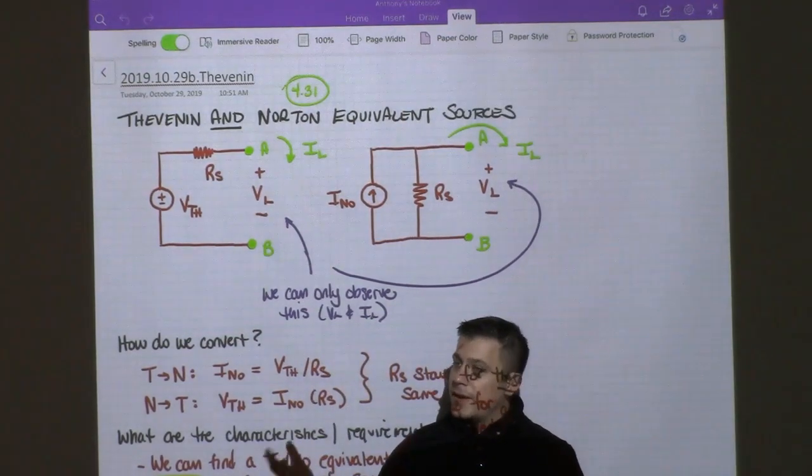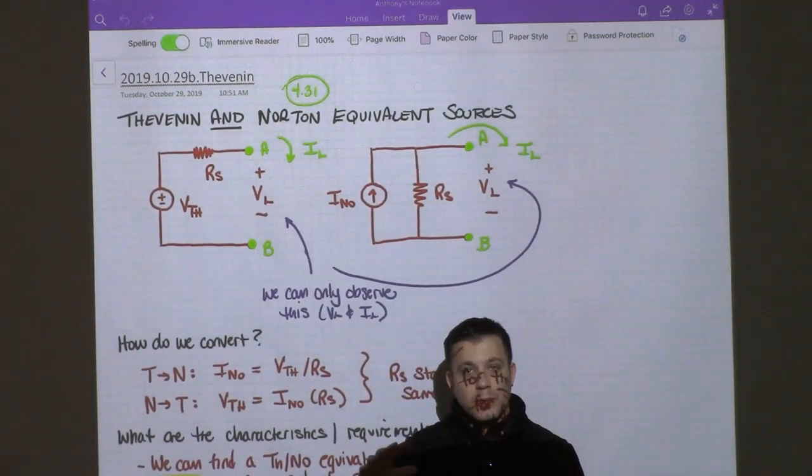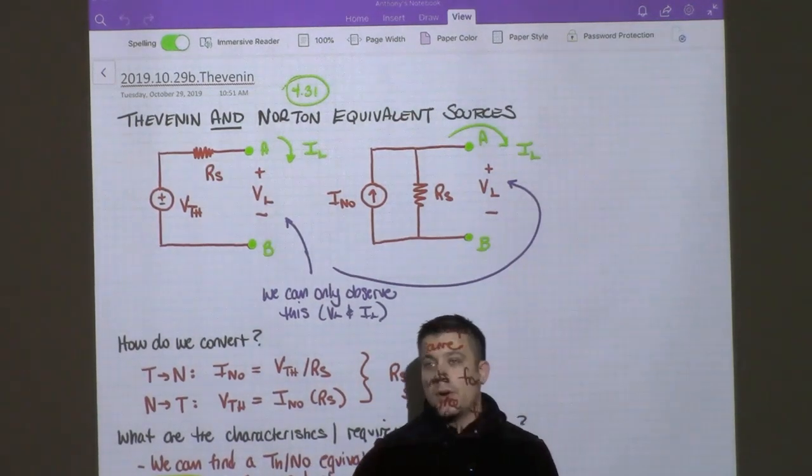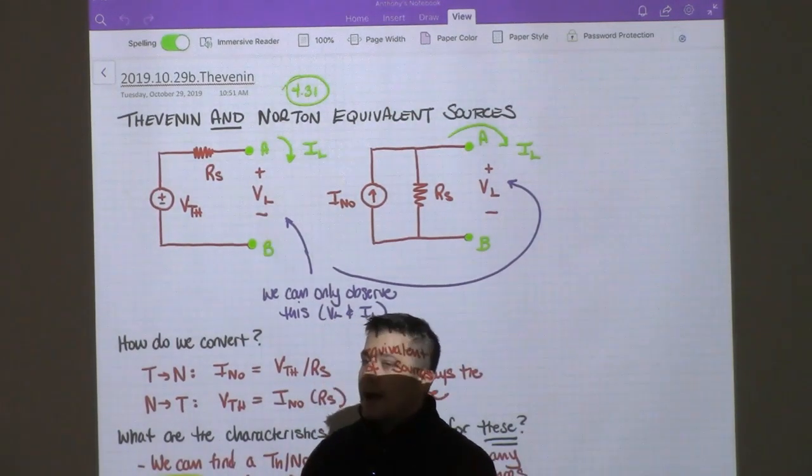Right, the voltage divided by the current will give you the resistance. So if it's 5 volts, 5 amps, that gives you 1 ohm. Right? So that's how we're going to do it.